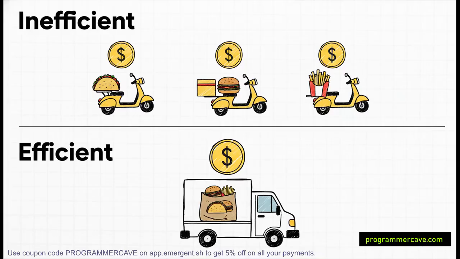Think of it like ordering food delivery. If you order a taco, and then an hour later you order a burger, and then later you order some fries, you're going to pay 3 separate delivery fees. But if you order them all at once, you pay 1 fee.